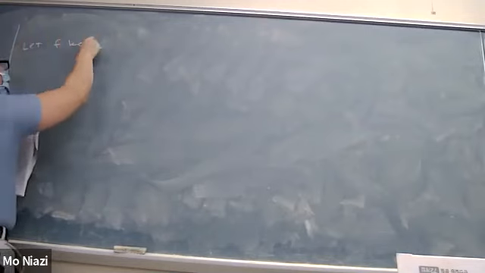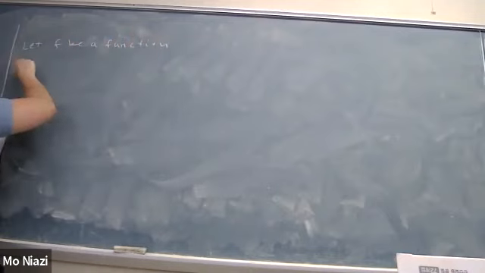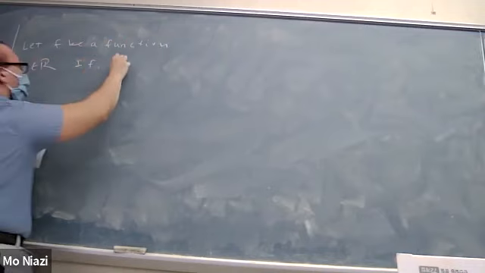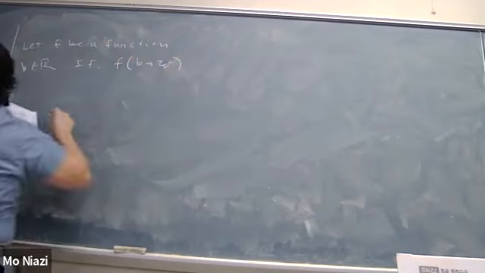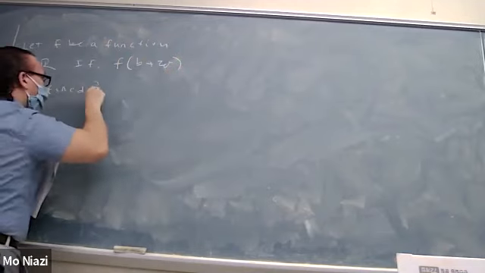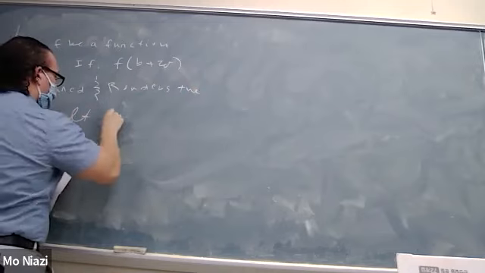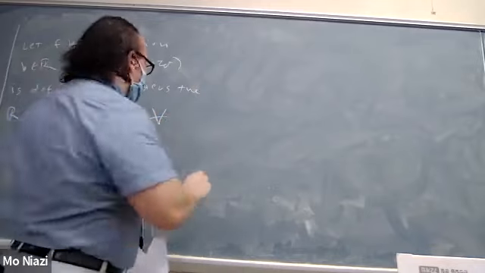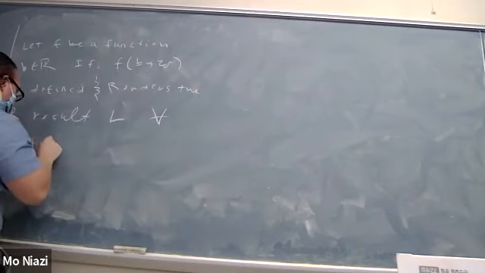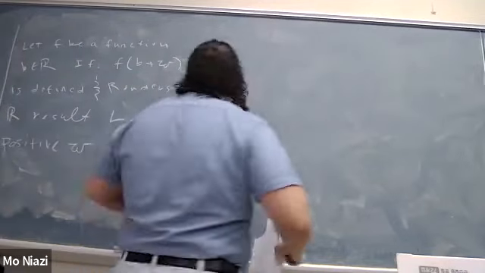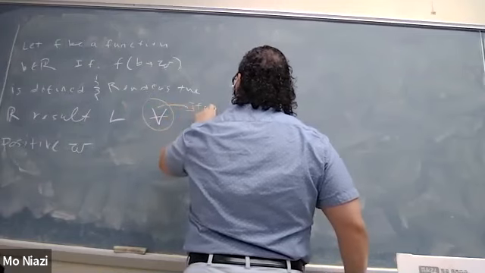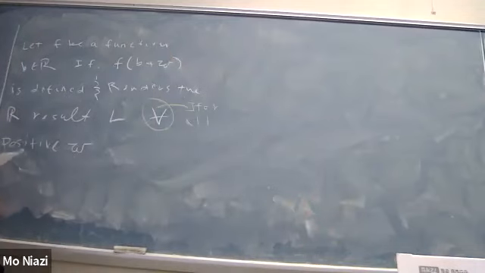So let f be a function, and b be a real number. If f of b plus omega is defined and renders the real result L, for every positive omega. Remember, this means for every, or for all.